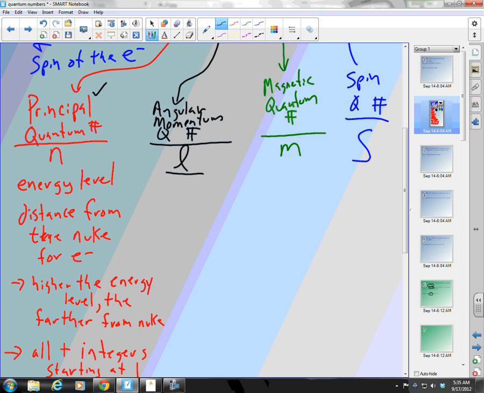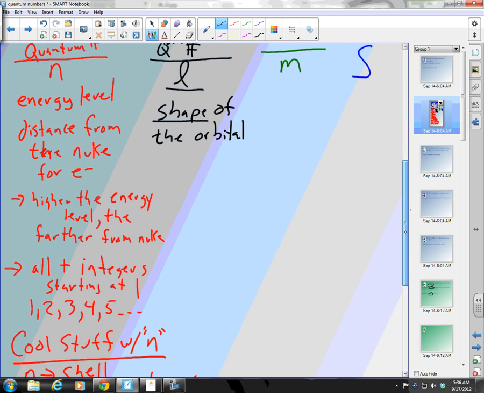Now, what is its meaning? The meaning of the angular momentum quantum number is that it indicates the shape of the orbital. We're going to find out that based on L, we're going to have different shapes to the orbitals. We'll get into those shapes more specifically a little later. But that's the meaning. It represents the shape of the orbital.